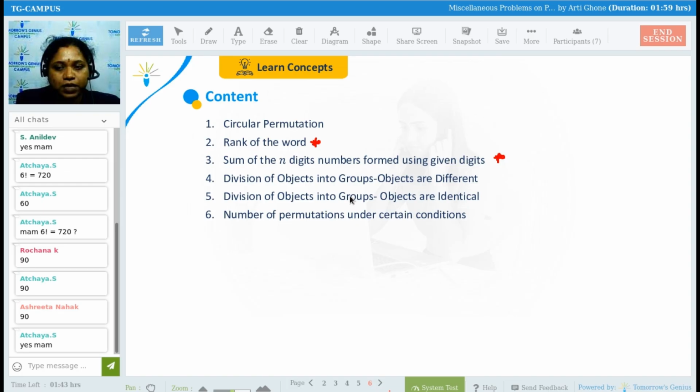Okay, so these are extremely important topics: division of objects into groups, in different groups and in similar groups. Clear? It means the objects are divided into two types of groups, either different groups or identical groups, and the number of permutations under certain conditions. Clear? These are not mandatory to remember. We can always derive these solutions from basic knowledge, but it will reduce your time if you remember the formulas. Clear? Okay, should I proceed? Ready?